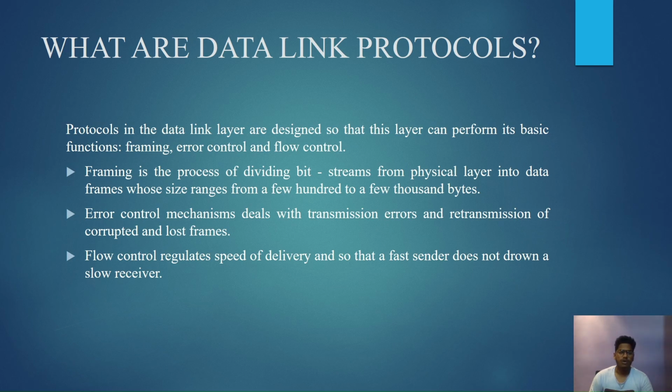So first, what are the data link protocols? Protocols in the data link layer are designed so that this layer can perform its basic functions, which are framing, error control and flow control. Framing is the process of dividing bit streams from the physical layer into data frames whose size ranges from a few hundred to a few thousand bytes. Error control mechanisms deal with transmission errors and retransmission of corrupted and lost frames. Flow control regulates the speed of delivery so that a faster sender does not drown a slow receiver.